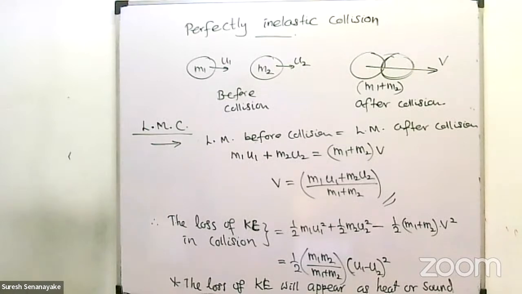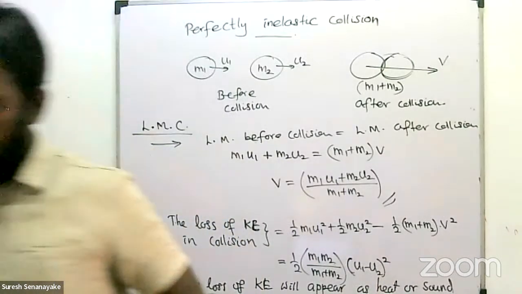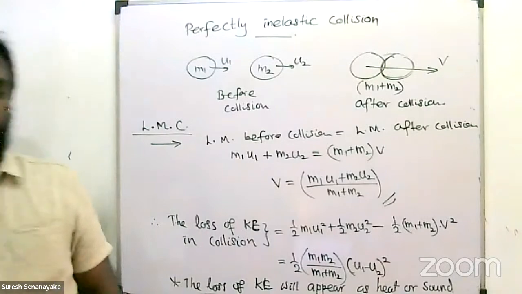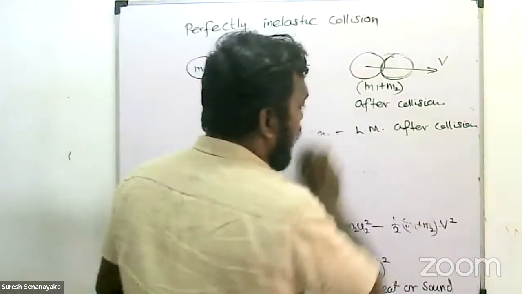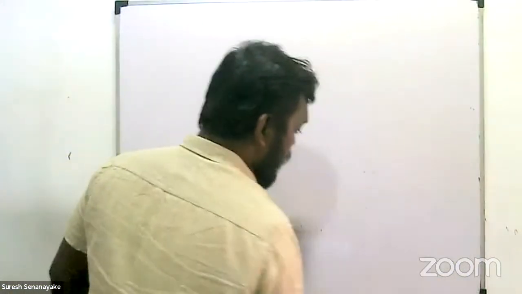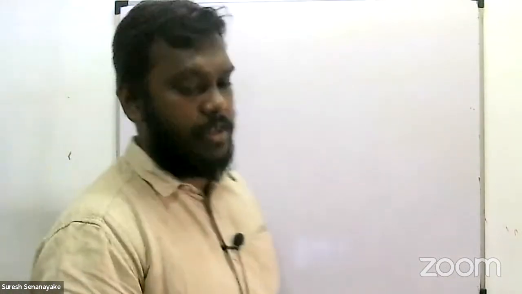Write an example. The first one: an 8 kilogram ball moving with velocity 4 meters per second collides with a 2 kilogram ball moving with a velocity of 8 meters per second in the opposite direction.